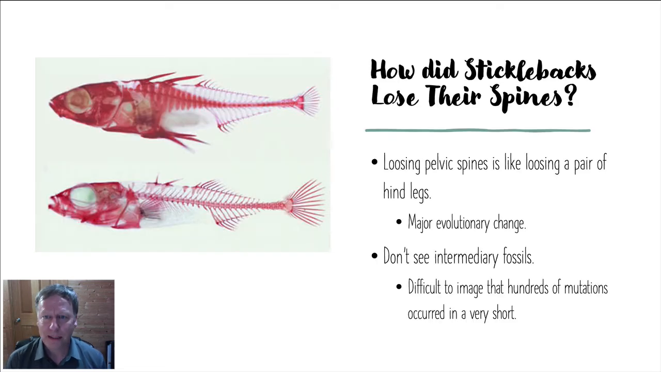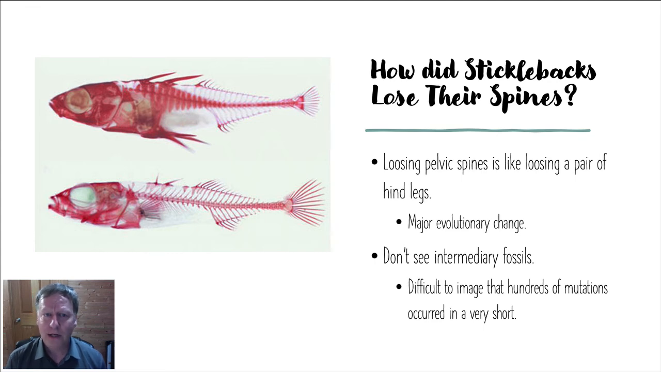So how did the sticklebacks actually lose their spines? The original type had spines. The derivative version, the freshwater version, doesn't have spines, so they lost them. Well, losing pelvic spines is the equivalent of humans losing their hind legs. This is a major evolutionary event.